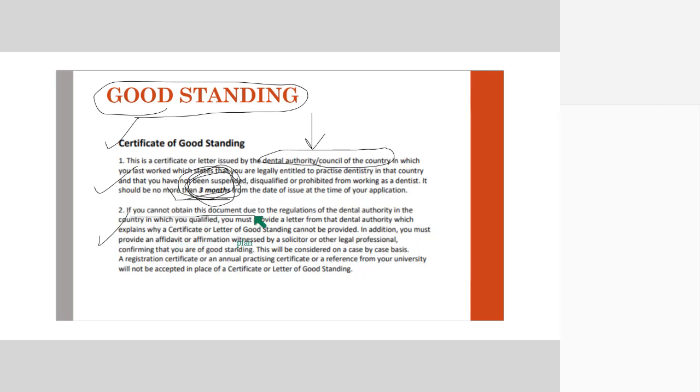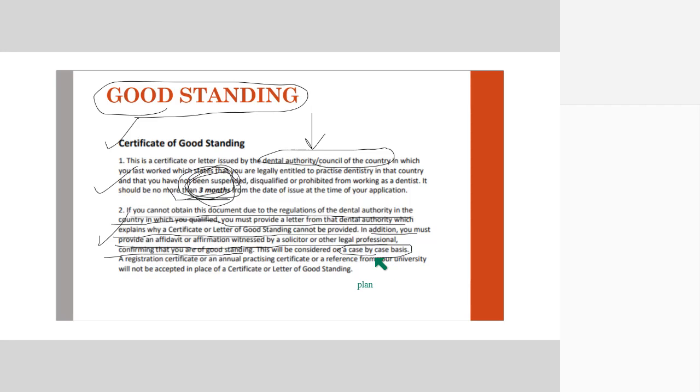So, if you cannot obtain this document due to regulations of the dental authority in the country in which you have qualified, you must provide a letter from the dental authority which explains why a certificate or letter of good standing cannot be provided. So again, they have answered that question as well, that if this document is not possible, then you have to provide a letter as to why it is not possible, again from the dental authority. In addition, you must provide an affidavit or affirmation witnessed by a solicitor or other legal professional confirming that you are of good standing. So instead, you need an affidavit or an affirmation from a legal professional confirming that you are of good standing. So this is considered on a case by case basis.